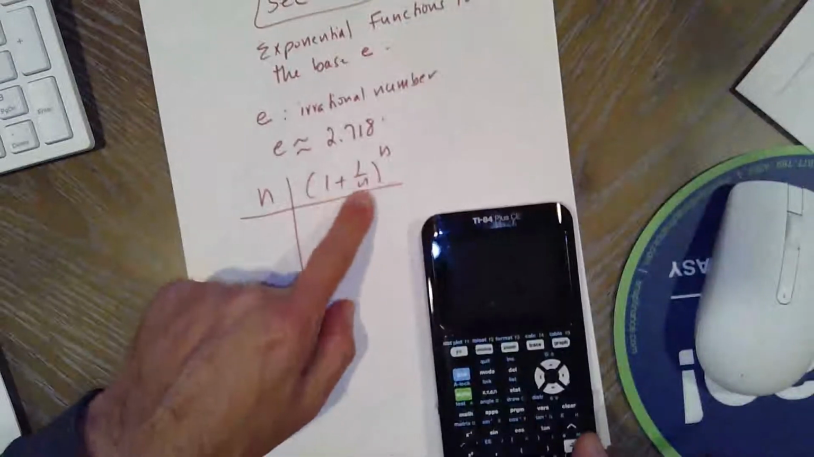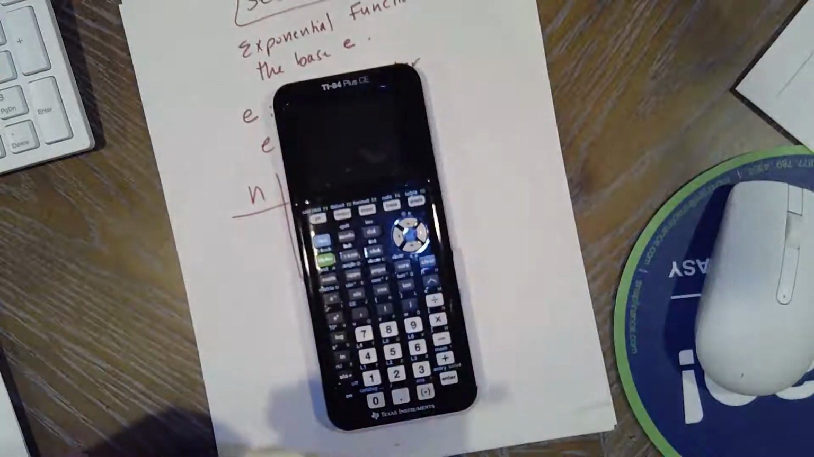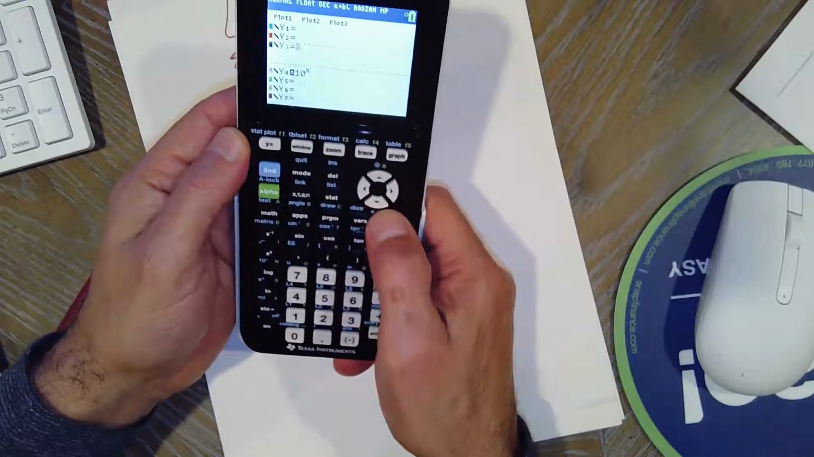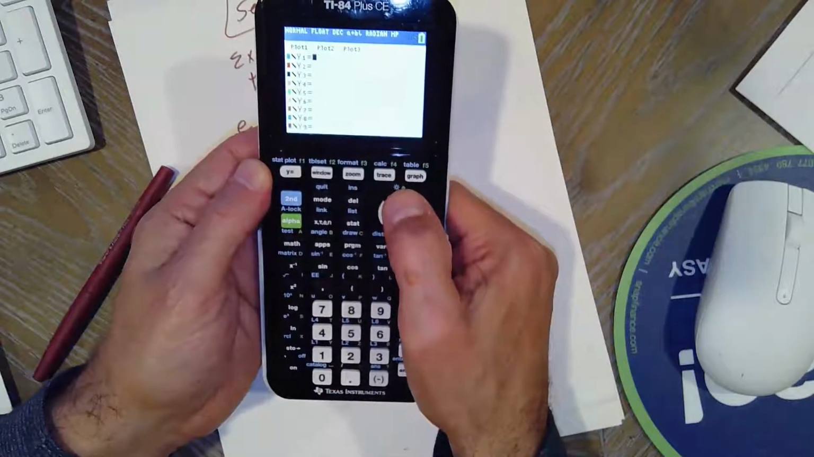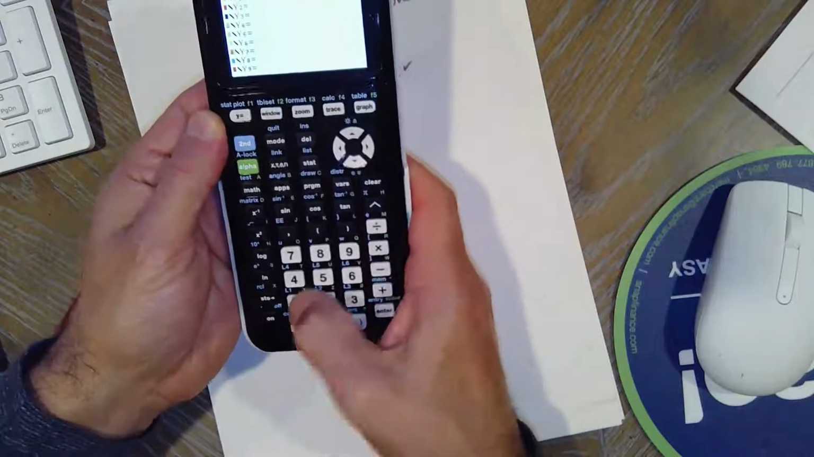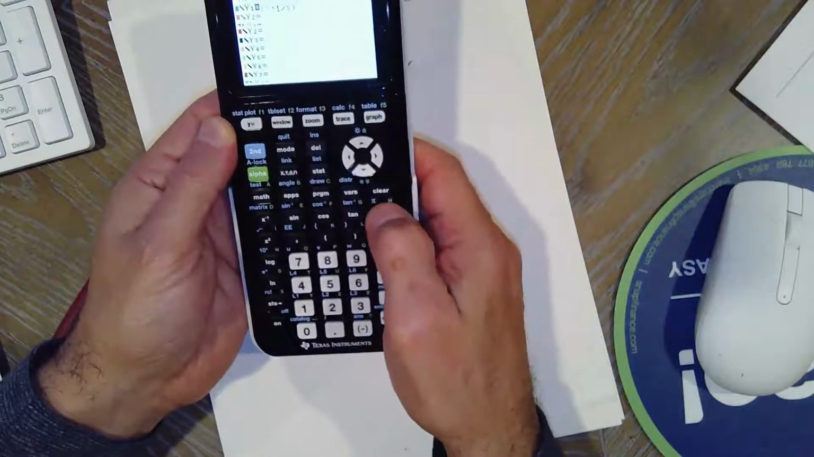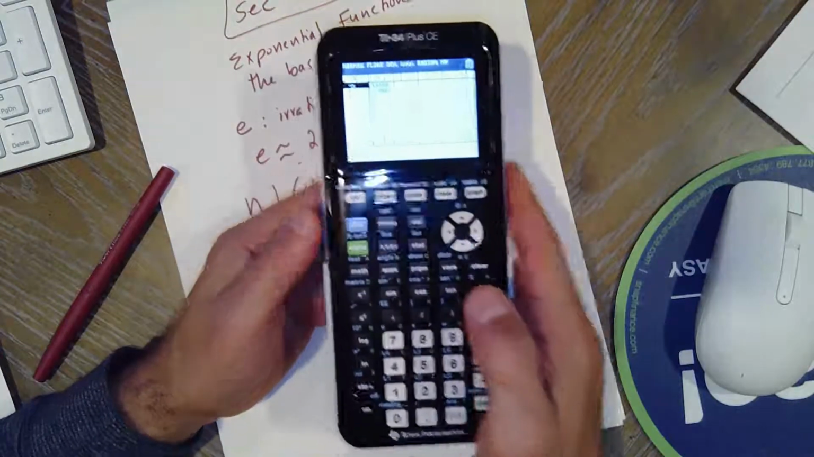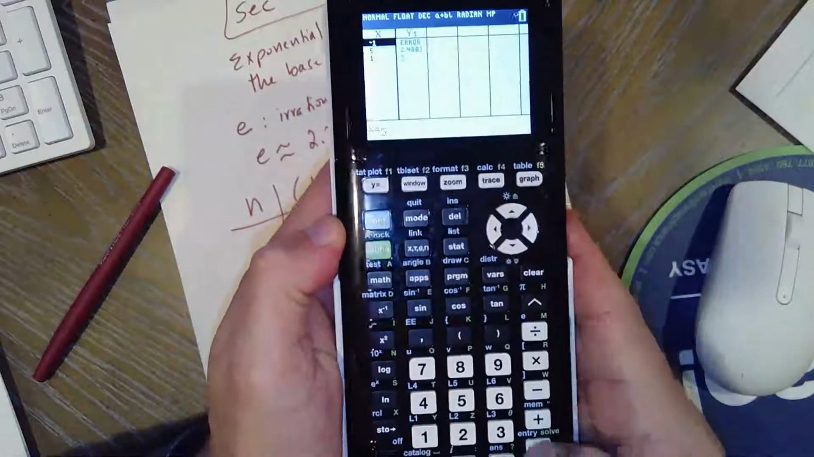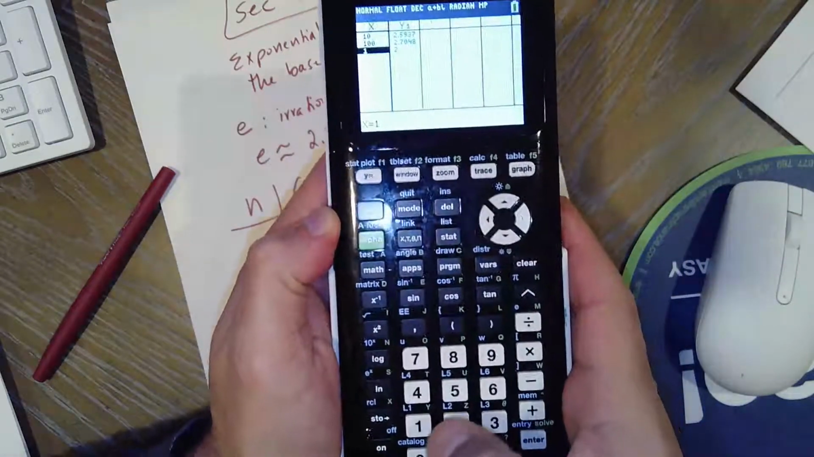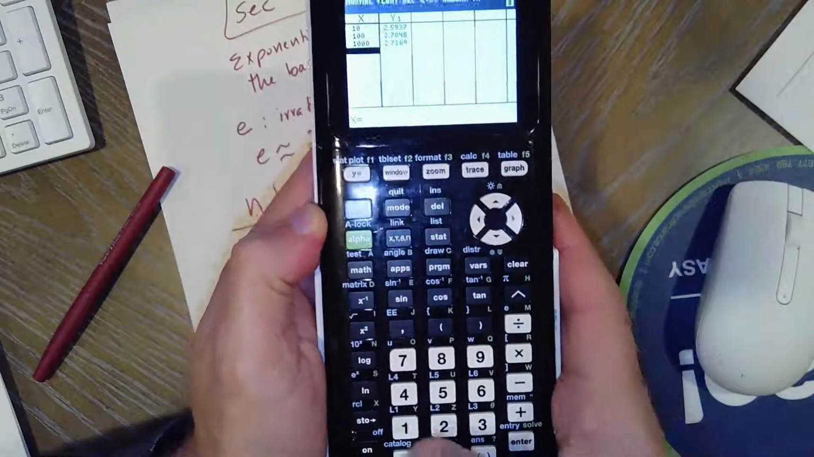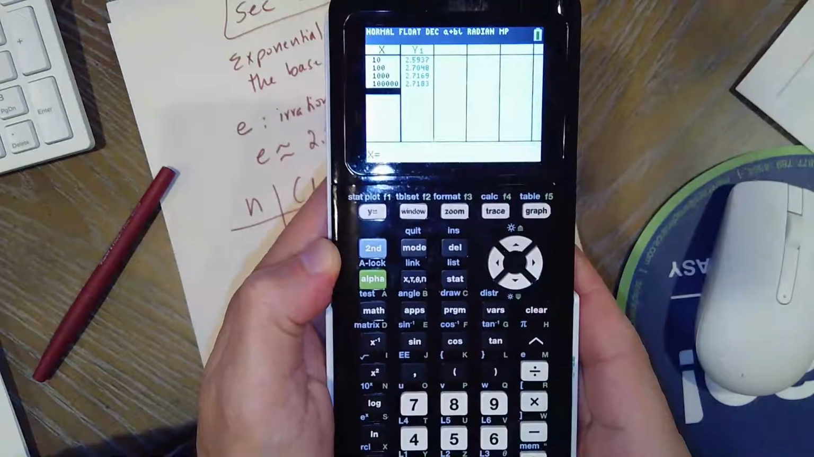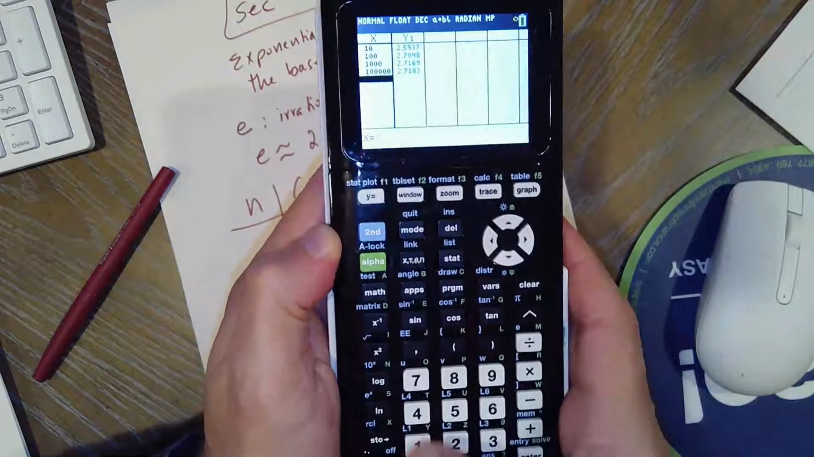Like if you put the expression 1 plus 1 over n to the power n in your calculator, or 1 plus 1 over x to the power x, it doesn't matter. So let's delete what's in there. If you do parentheses 1 plus 1 divided by x, right parentheses to the power x, and go to table, and then key in, increase the value of n, like make n 10, and then 100, and then 1,000. As n increases without bound, that number that you're looking at starts to converge to 2.718.